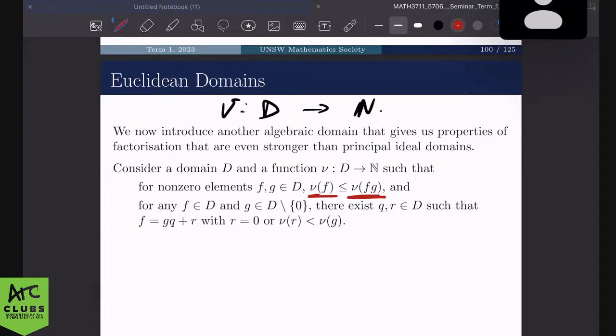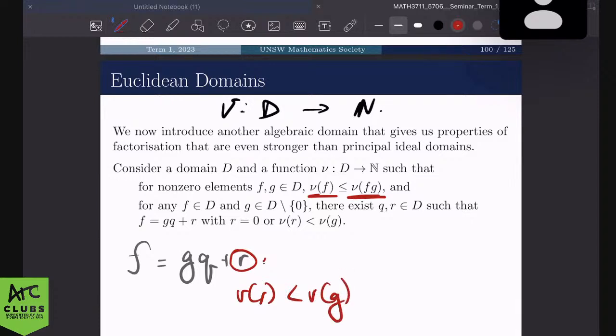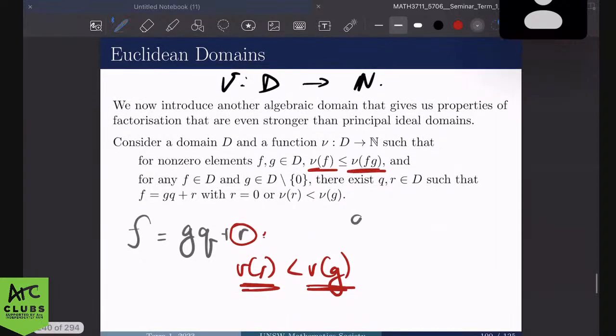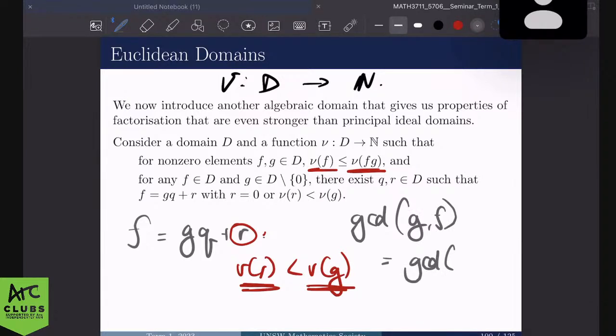I'll show you what this means, but you've got an f and you've got a g. You need to be able to divide f by g to get f equals qg plus r, where r is either equal to 0 or r has a Euclidean function less than that of g. Okay? And basically what that means is there's this property where the GCD of g and f is equal to the GCD of g and r using this function, right?